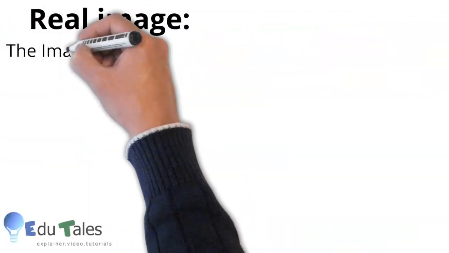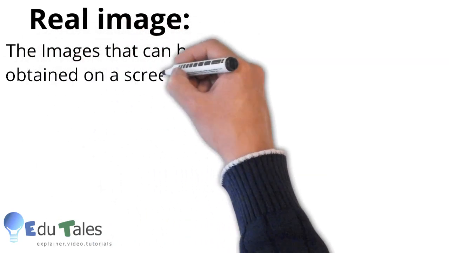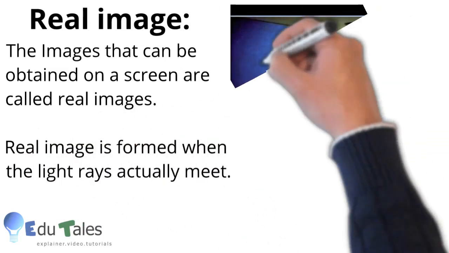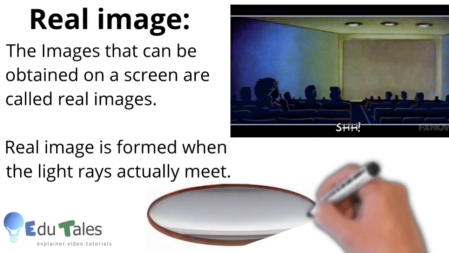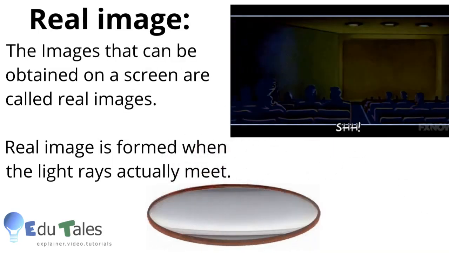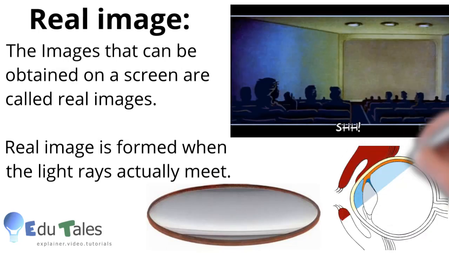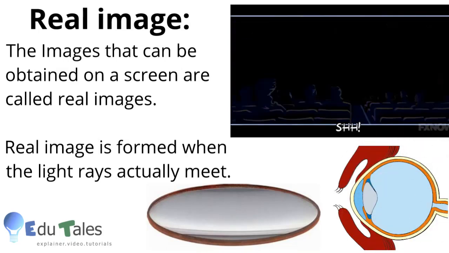Real images are the images that can be obtained on a screen. Real image is formed when the light rays actually meet. For example, image formed on a cinema screen, or an image formed by concave mirror, or an image formed by eyes.